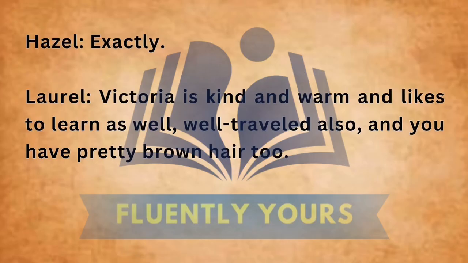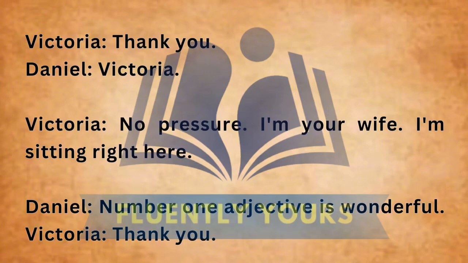Laurel. Victoria is kind and warm and likes to learn as well, well-traveled also, and you have pretty brown hair too. Victoria. Thank you. Daniel. Victoria. Victoria. No pressure. I'm your wife. I'm sitting right here. Daniel. Number one adjective is wonderful.